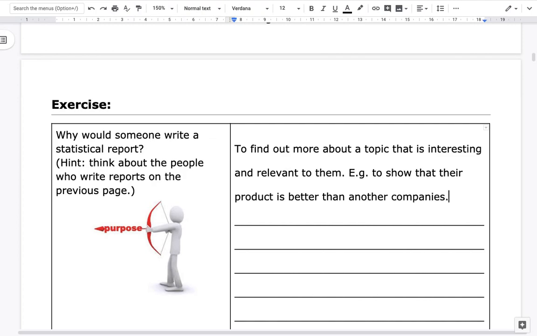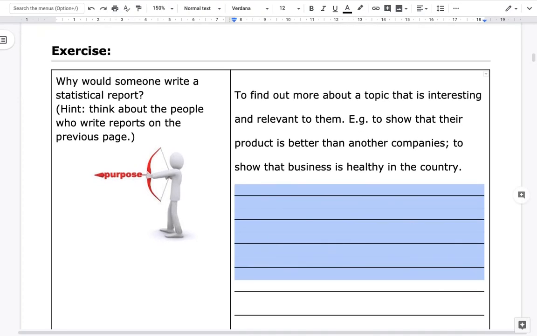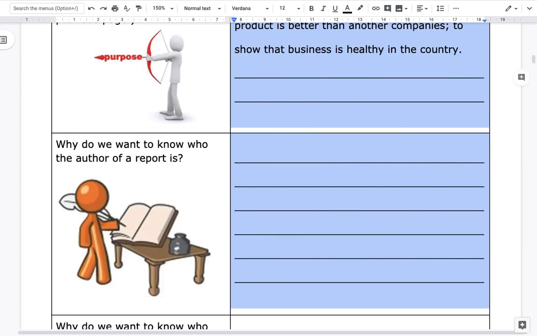Companies, I can't spell company, sorry. It could be to show that business is healthy in the country. Okay, so there's some kind of message that they are trying to convey in their report. Okay, that's the key idea, is they've got a reason to do it.